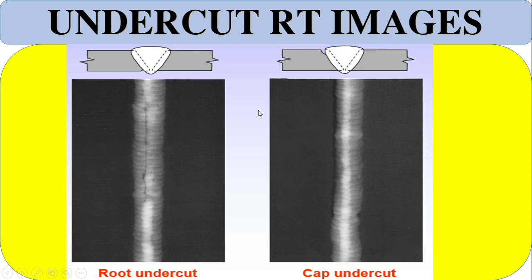You can understand here this is root undercut, and you see there is the capping undercut here. The density of the image is different from here to here. The undercut image would look like this. From here to here, this is the capping undercut. So you understand the root undercut and the capping undercut. There are two different undercuts in these images.